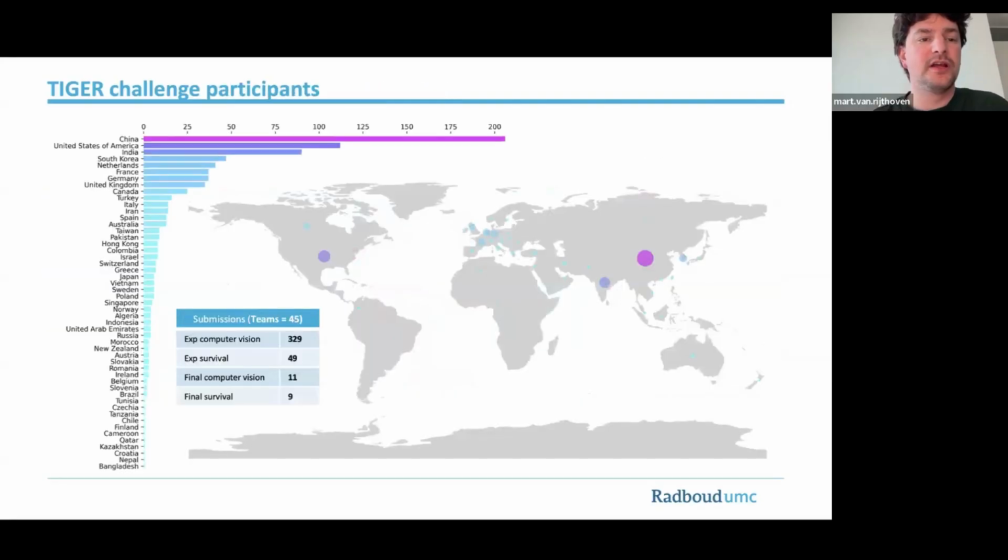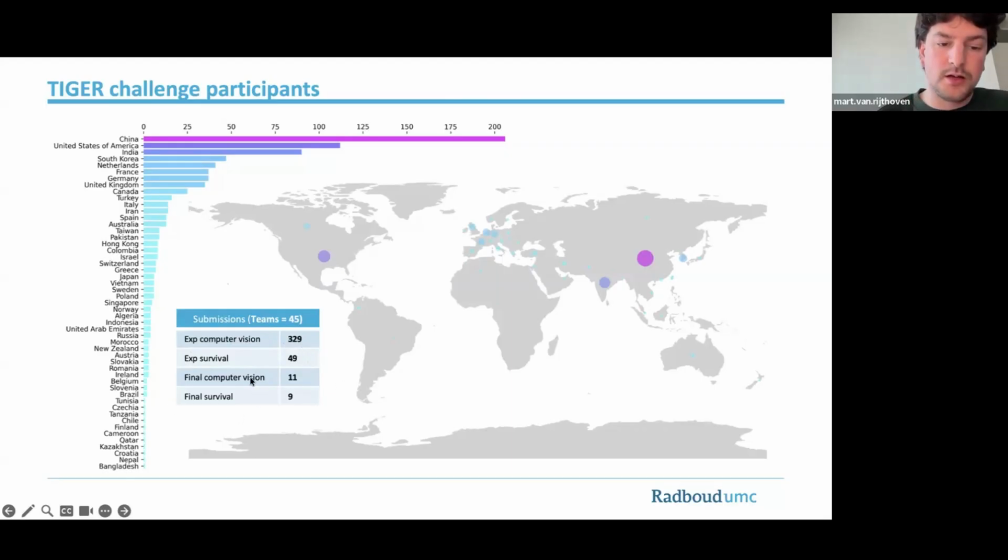Then we have the data, of course. Of course, then we need the participants to make the challenge successful. And here you see an overview of all the participants that signed up. There were a lot of people that signed up, but actually did not really actively participate. But from a lot of countries, people were interested in the challenge. But in the end, we had 45 teams. And these are the submissions. For the computer vision, we had 329 submissions. And for the experimental survival, we had 49 submissions. But these were, of course, multiple submissions of the same team.